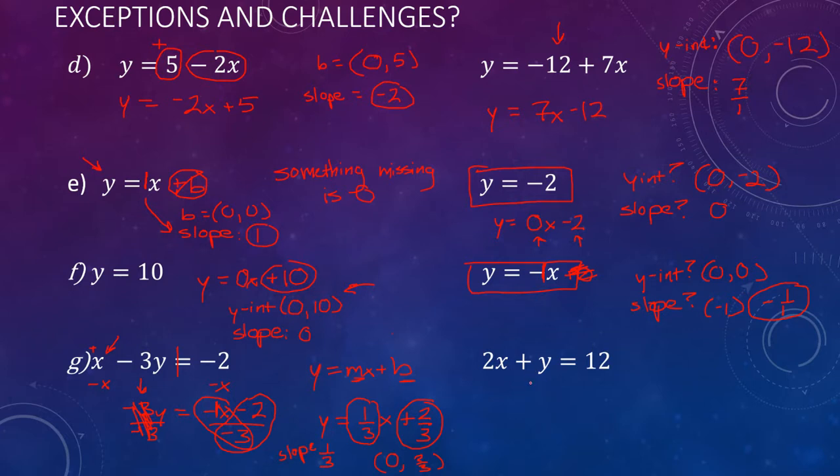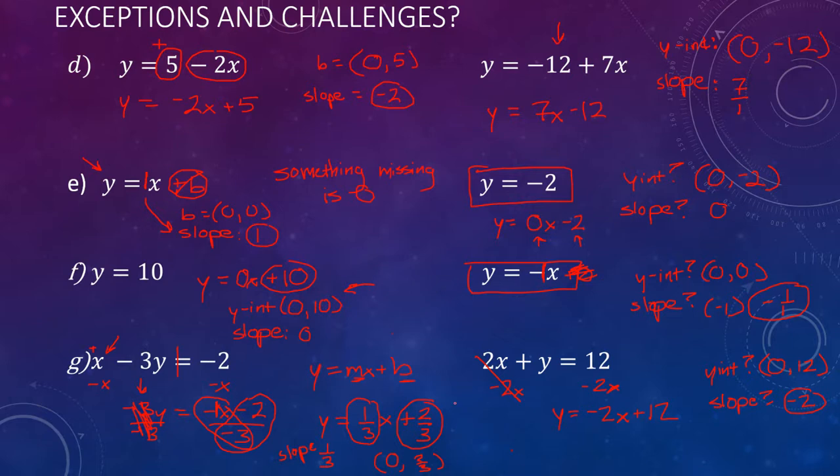Okay, now it's your turn to try it. First, solve for y here. Okay, you should have subtracted 2x from both sides and gotten that y was equal to negative 2x plus 12, or maybe you wrote 12 minus 2x in your paper. Now what's the y-intercept? You should have gotten 0, 12. And what's the slope? You should have gotten negative 2.